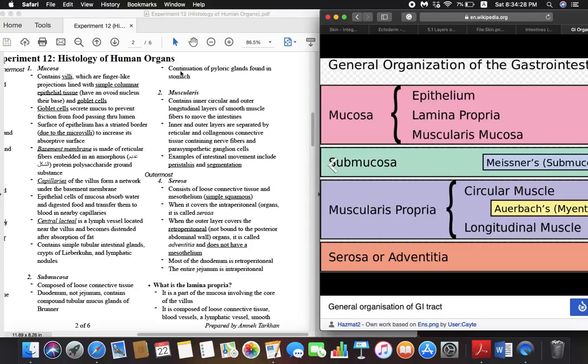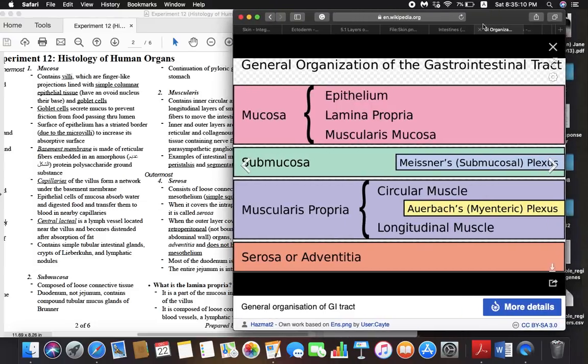Next, we have the muscularis. The muscularis contains two layers of muscle. The inner layer of muscle in the muscularis is circular muscle, and the outer layer is longitudinal muscle. So the muscularis contains inner circular and outer longitudinal layers of smooth muscle fibers, and these layers of muscles allow the intestines to move. These inner and outer layers of muscle are separated by reticular and collagenous connective tissue containing nerve fibers and parasympathetic ganglion cells. And we need to know that examples of intestinal movement include peristalsis and segmentation.